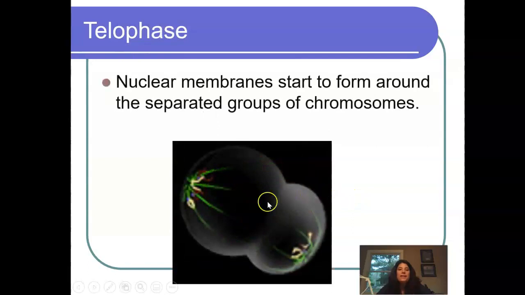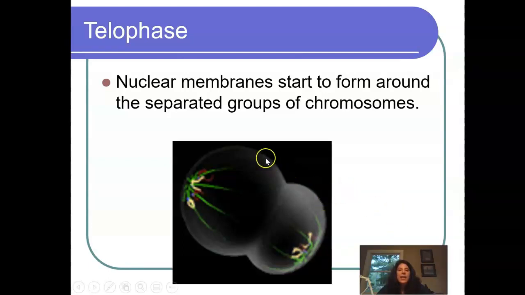During telophase, the nuclear membrane is going to start to reform around those chromosomes on each end of the poles. The nucleus starts to reform, the nuclear membrane starts to reform, and we basically are going to have, at the very, very end of telophase, one cell that has two nuclei in it.